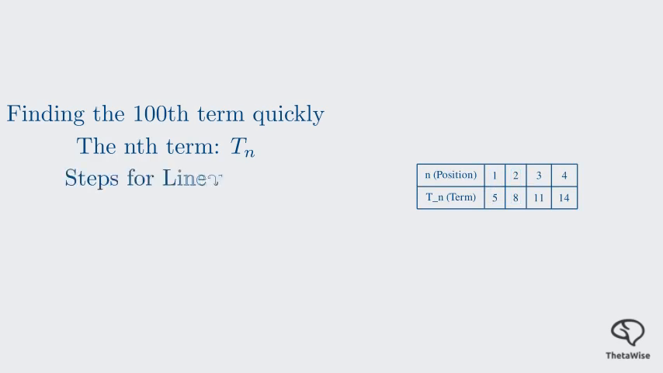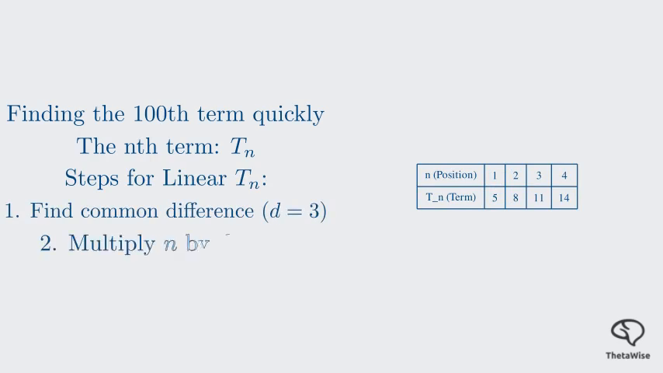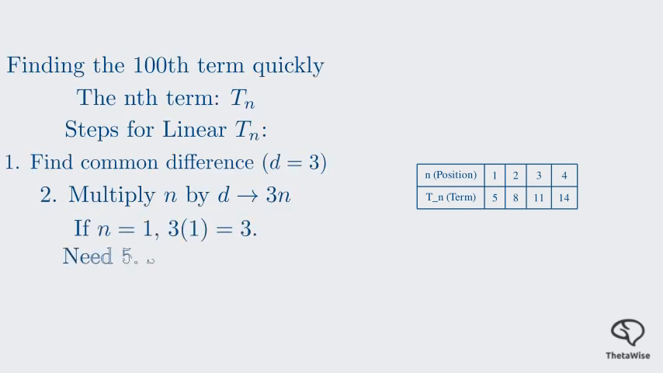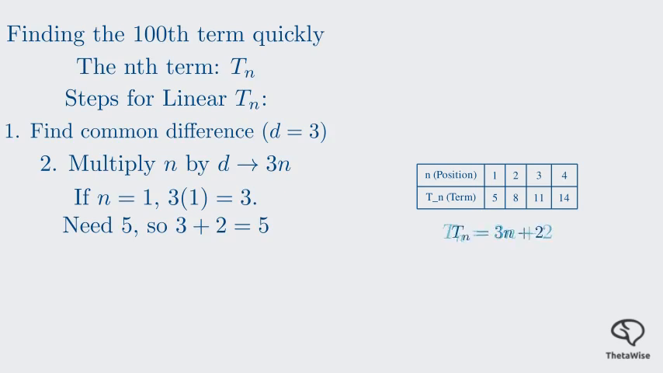For linear sequences, the nth term always looks like something times n, plus or minus a constant. Since the difference was positive 3, our rule starts with 3n. If we plug in n equals 1, 3 times 1 gives us 3. But our first term is 5. How do we get from 3 to 5? We add 2. So, the nth term is Tn equals 3n plus 2. You can check this. For the fourth term, 3 times 4 is 12, plus 2 is 14. It works perfectly.